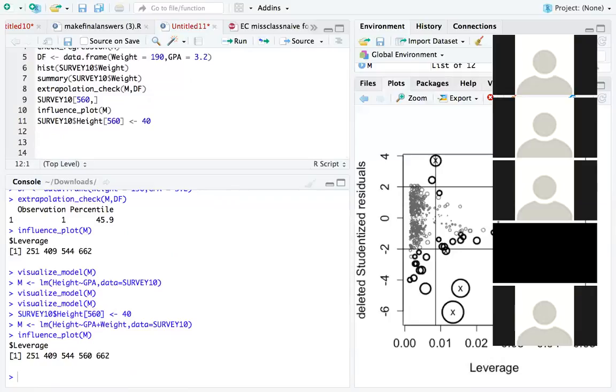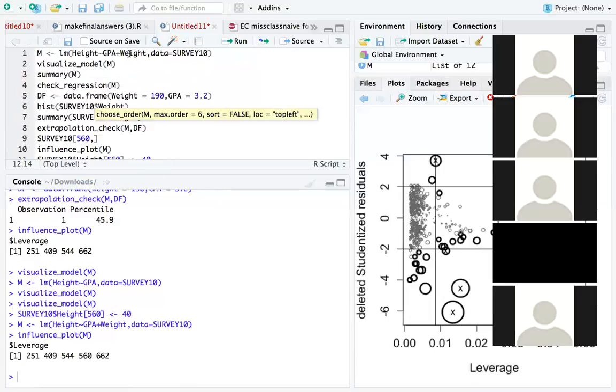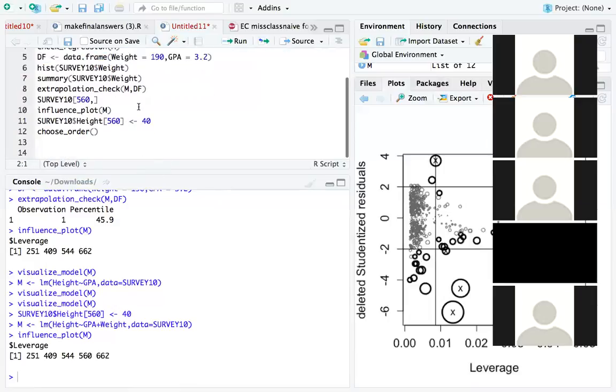So we have multiple regression now, and we've got a multiple regression model, but we need to look at the choose order command. If you remember back when we did the choose order command, go ahead and type choose order there. Let's go to choose model and go to GPA. So now we're going to see with the choose order GPA, and let's run it here.